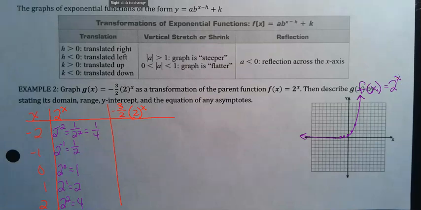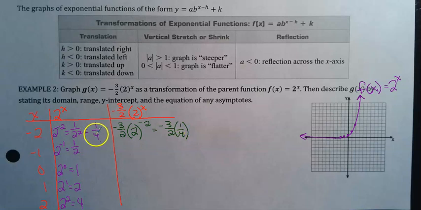Okay, let me change colors. Let's do our other one. So we're going to have negative 3 over 2 times 2 to the power of negative 2. Which is kind of nice. We already did that, right? We already did this math. So this is going to be negative 3 over 2 times 1/4, right? That makes it a little handier that we already have that answer here. So this is going to be negative 3/8. So I would graph negative 2, negative 3/8, which is almost a half.